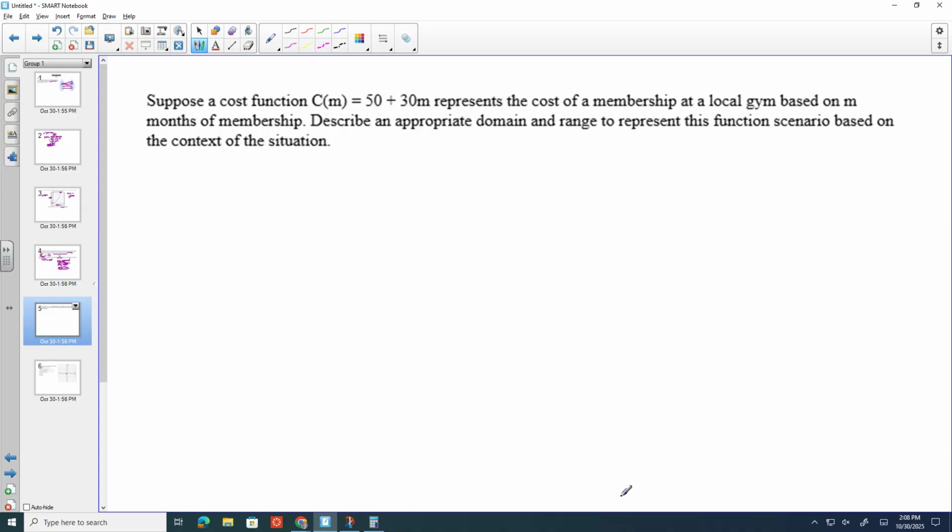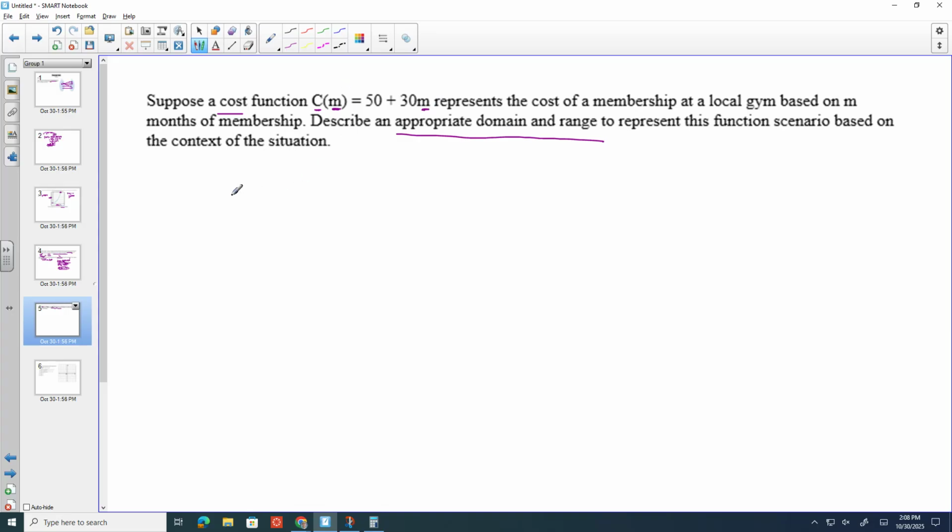This 90 level question, there's not really any number crunching work that we have to do. This is more of a reasoning and thinking question. You are asked to describe an appropriate domain and range to represent the function scenario based on the context. Well, the context is that we are thinking of a relationship of cost. So this is our cost function, as a function of number of months of membership.